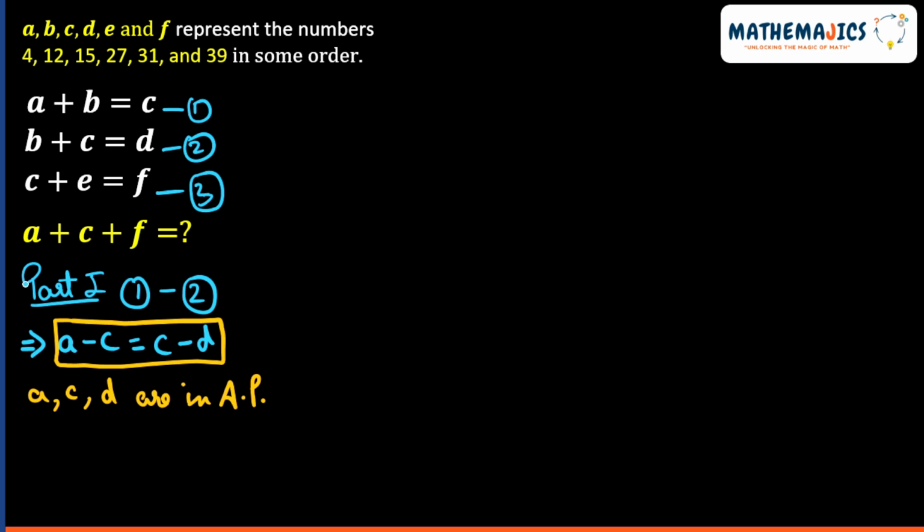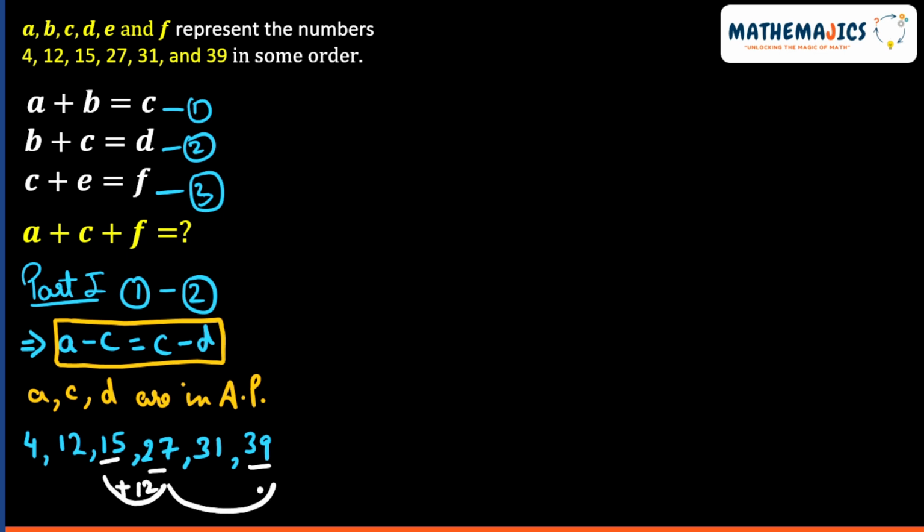Correct? Now, what numbers do we have? We have 4, 12, 15, 27, 31 and 39. Now, out of these 6 numbers, which 3 numbers will be in AP? These 3 numbers will be 15, 27 and 39. See, 15 plus 12 will give us 27. 27 plus 12 will give us 39. So these 3 numbers are in AP.